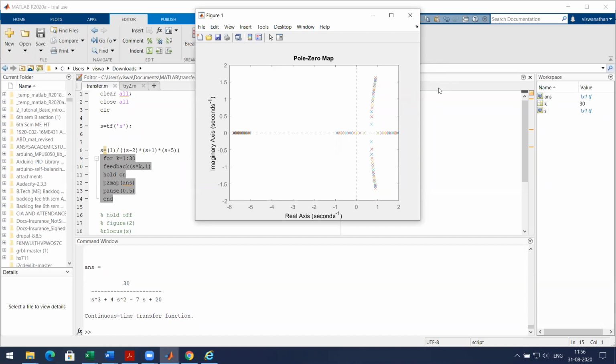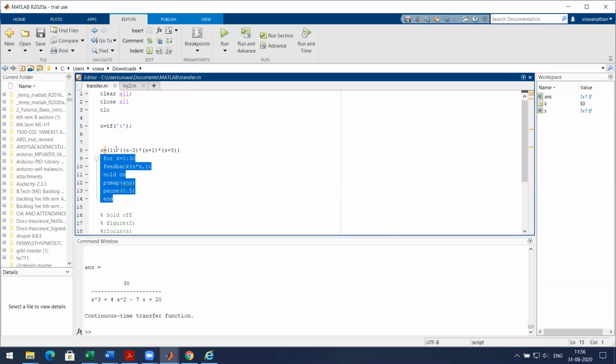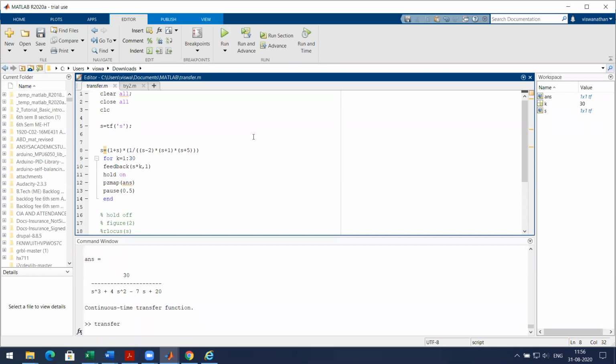Since I have plotted only 1 to 30, it stops here, but if I continue plotting, this keeps moving towards infinity, this keeps moving towards infinity, and this keeps moving towards infinity. Okay, suppose I have a 0 here, into 1 divided by, okay, let's see what will happen.